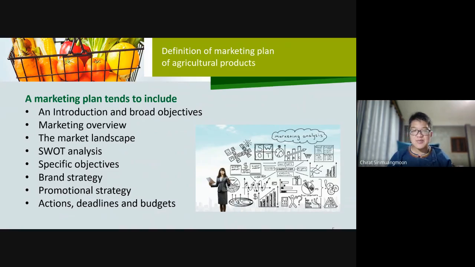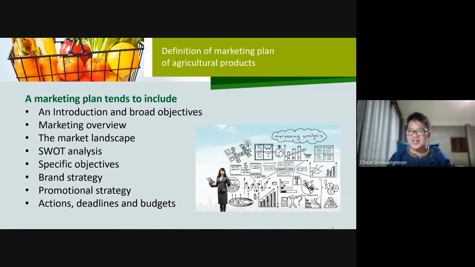Then specific objectives. So we have general objectives from the first topic, and specific objective is like what point that you would like to focus, or what is the critical things you need to do first. That is specific objectives. Brand strategies. Don't think brand is not important. In marketing, brand is very important. So you need to create the brand and do some strategy to serve this. And then promotional strategy as well. So if you want to make your market share increase or the sales increase, you need to use or apply the promotions.